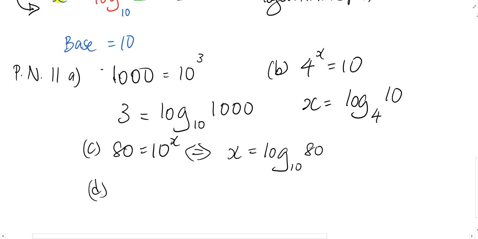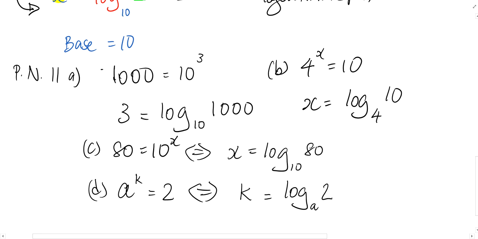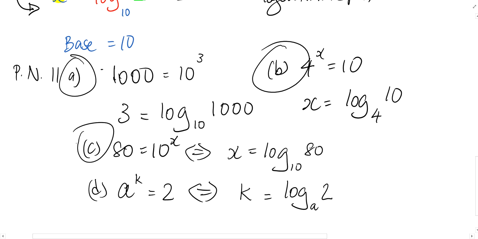Okay, part D. A to the power of k equals 2. Convert to the log form. k equals log base a of 2. Out of A, B, C, and D, which one can you use your calculator to find out the power?